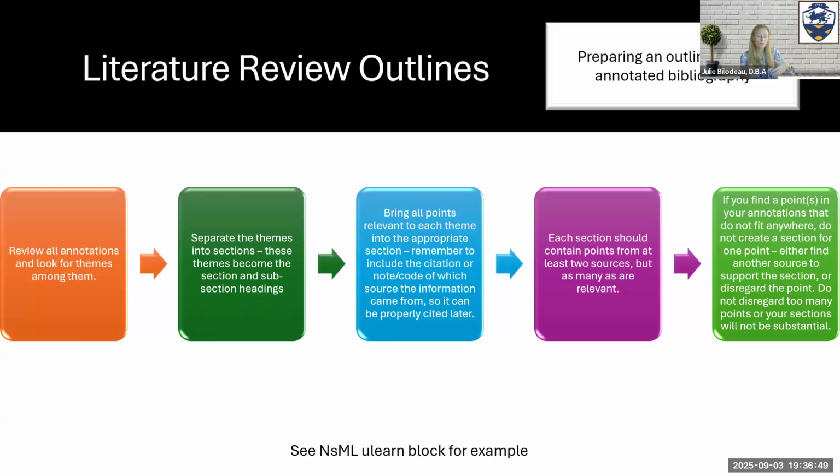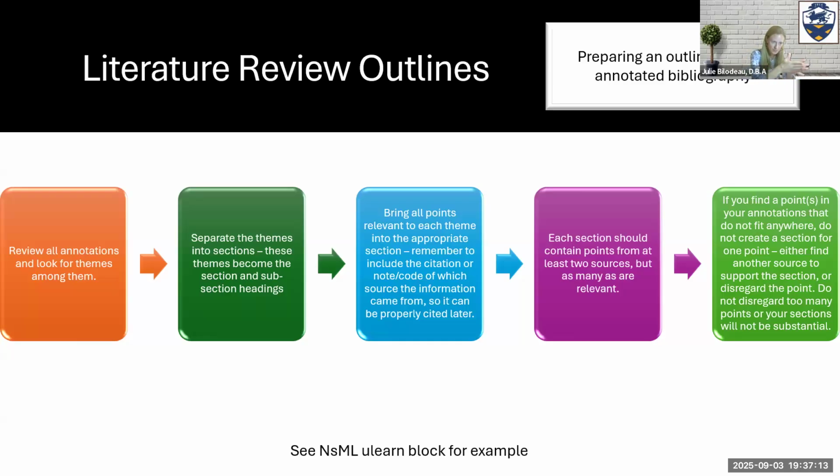You're going to go through your annotated bibliography and code, find some common themes that you can pull out. And I believe I put this in the instructions, but if you find a one-off, this theme only exists in this article, it's really not a theme, then it's just a point. Maybe you don't make it a section, or you go find another article that can support it, so you have at least 2 sources to support a section.